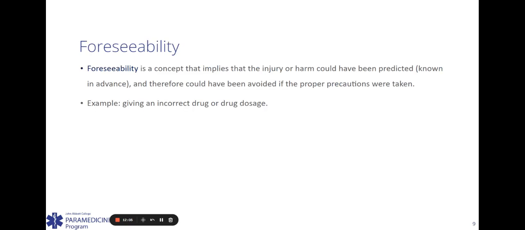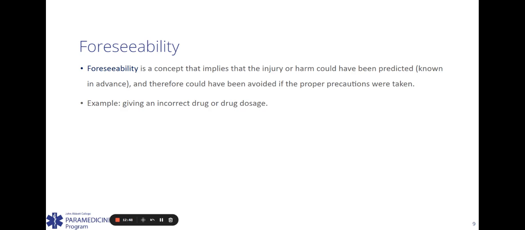Foreseeability is a crucial concept in the world of paramedicine as well. It implies that the injury or harm could have been predicted and therefore could have been avoided if the proper precautions were taken. So for example, an incorrect drug dosage can have serious consequences for a patient, and if the injury or harm was foreseeable, it could have been prevented with proper precautions. For example, giving some sort of opiate for pain management, well, you know that if you overdose a patient on an opiate, then they're going to stop breathing. Okay, so these are harms or injuries that are easily predictable.